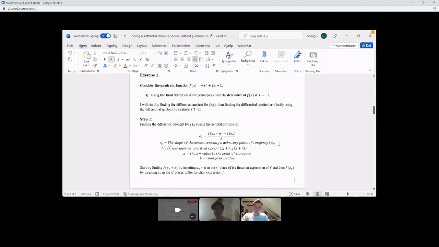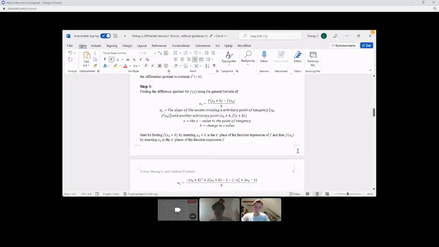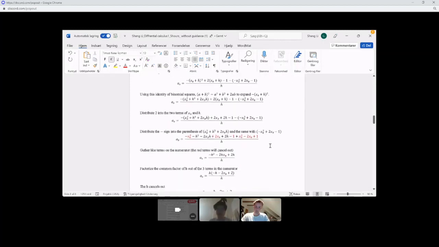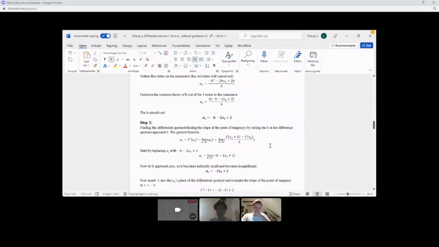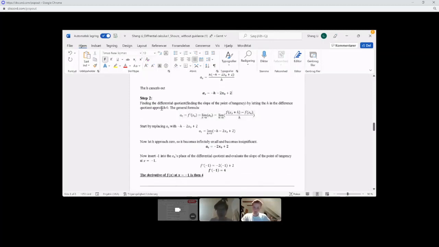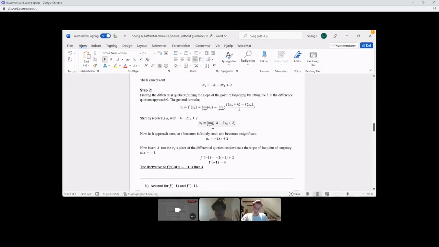So step 1 will be finding the difference quotient for f of x, and we did a lot of calculations, and we then came to this expression for the difference quotient, which is the most simplified one. Afterwards, we use this difference quotient to find the differential quotient.